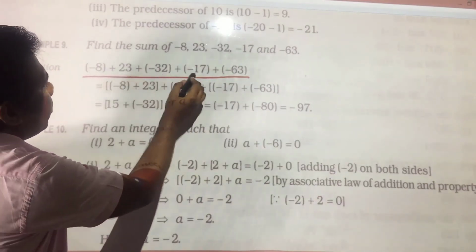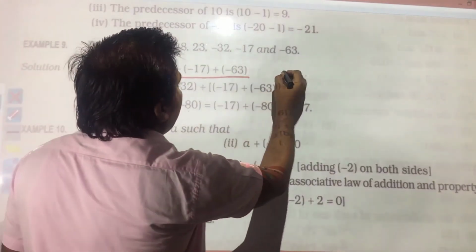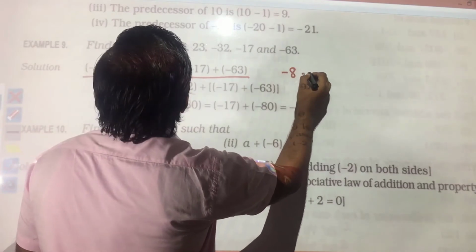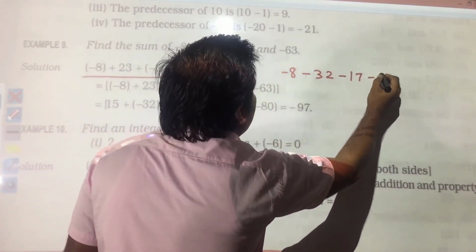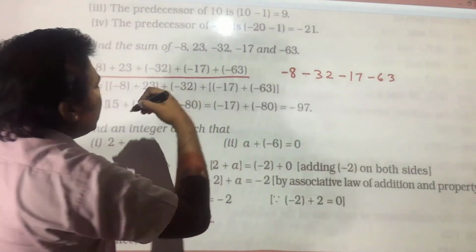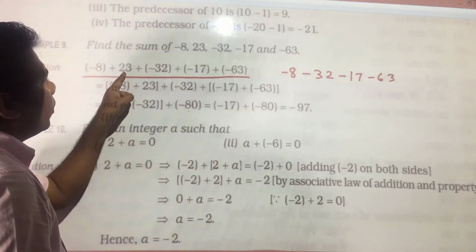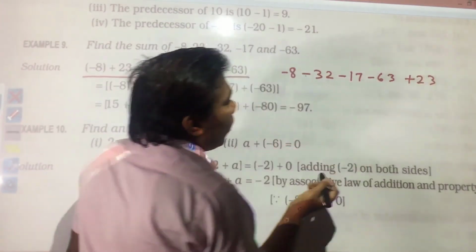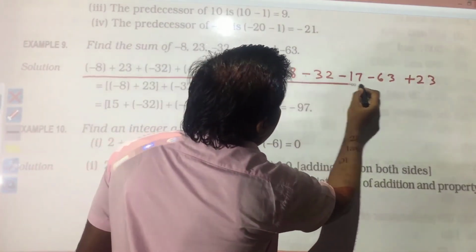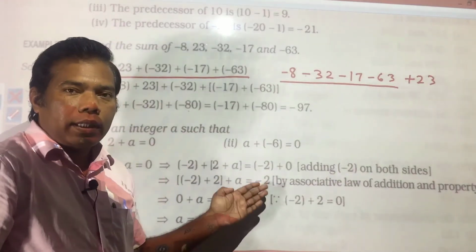All the negative numbers you write together. Suppose you have minus 8, minus 32, minus 17 and minus 63, and the positive number, only one positive number you have, plus 23, you write together. Now what is to be done? All the negative numbers, already you have seen.